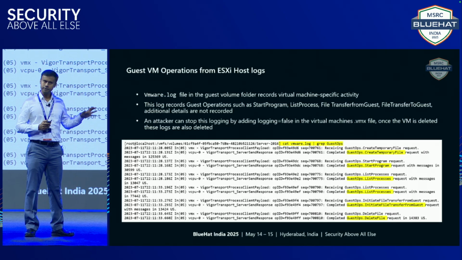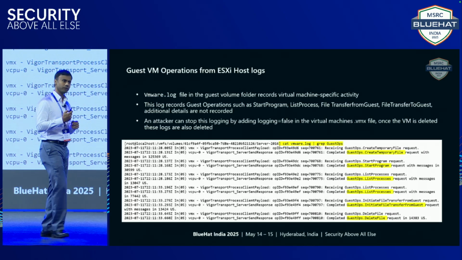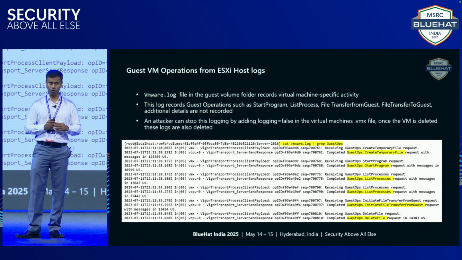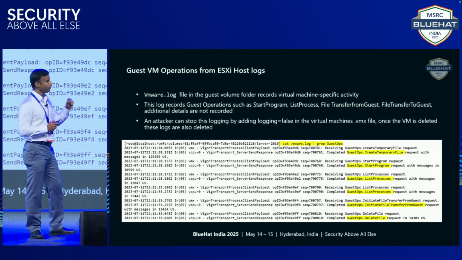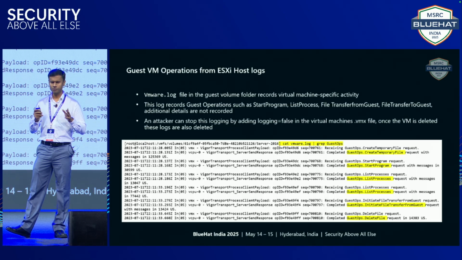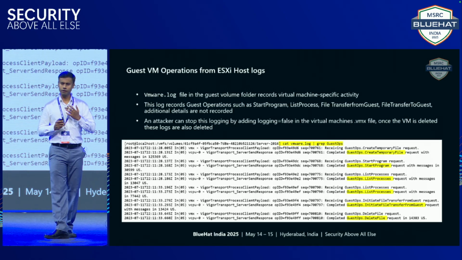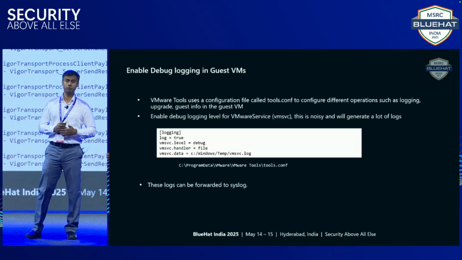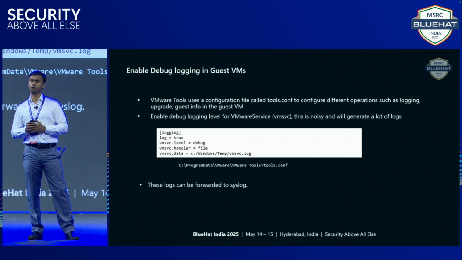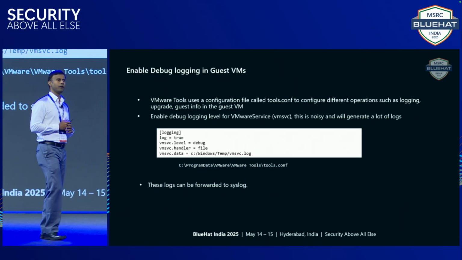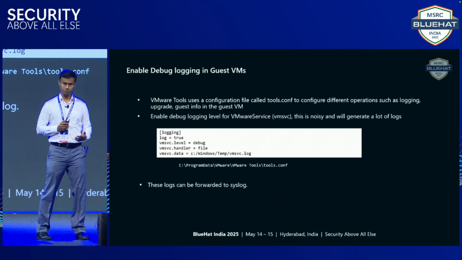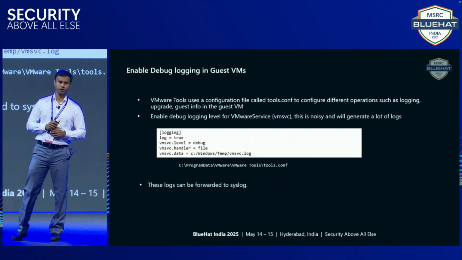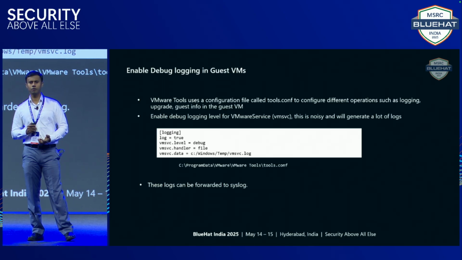And on the ESXi side, all the guest operation methods are recorded in a file called vmware.log. But you may not see the payload details in it. You can only see events like list processes or initiate file transfer from guest, but no payloads. If you really need the details of the guest operation method, then you may need to enable debugging in the guest virtual machine for the service vmsvc.exe. Once you enable debugging, you can see the details.